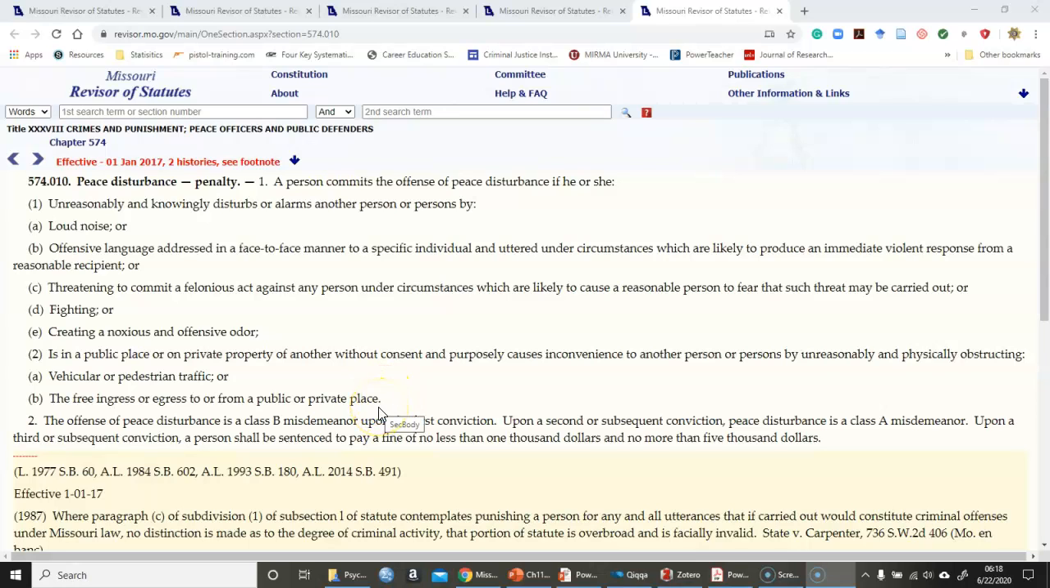So when we start looking at assault statutes, peace disturbance can in a lot of cases be a precursor offense to what later on might turn into an assault.